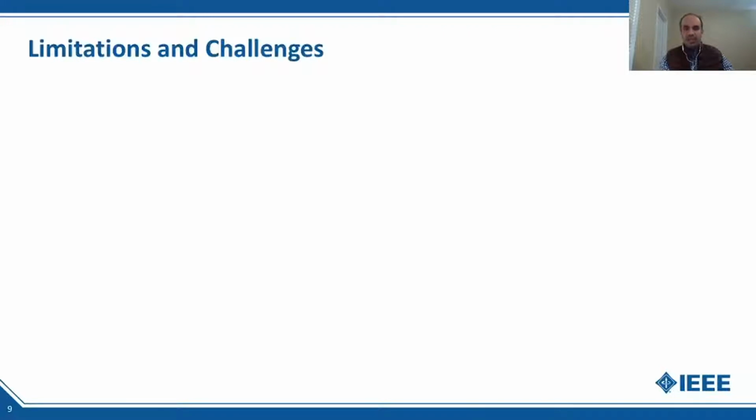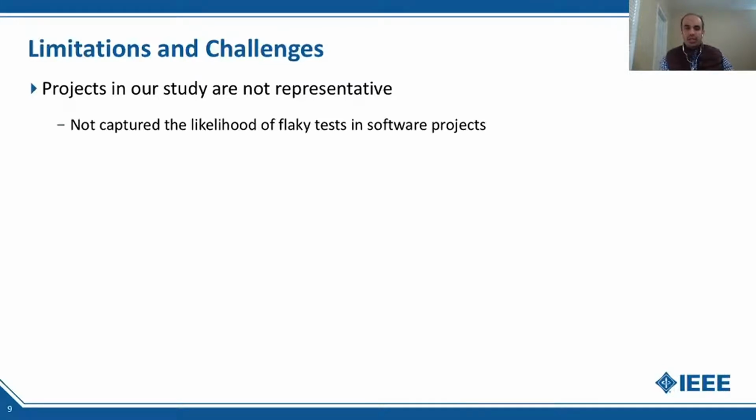FlakeFlagger has some limitations. We know that the projects from our rerun may not be representative of all Java projects, so we cannot generalize the conclusion of FlakeFlagger on all other projects. Also, we cannot guarantee that we capture the likelihood of flakiness. We also found that the dataset used in flakiness prediction is not perfect in terms of capturing all flaky tests in a particular project, as proven in our rerun result.